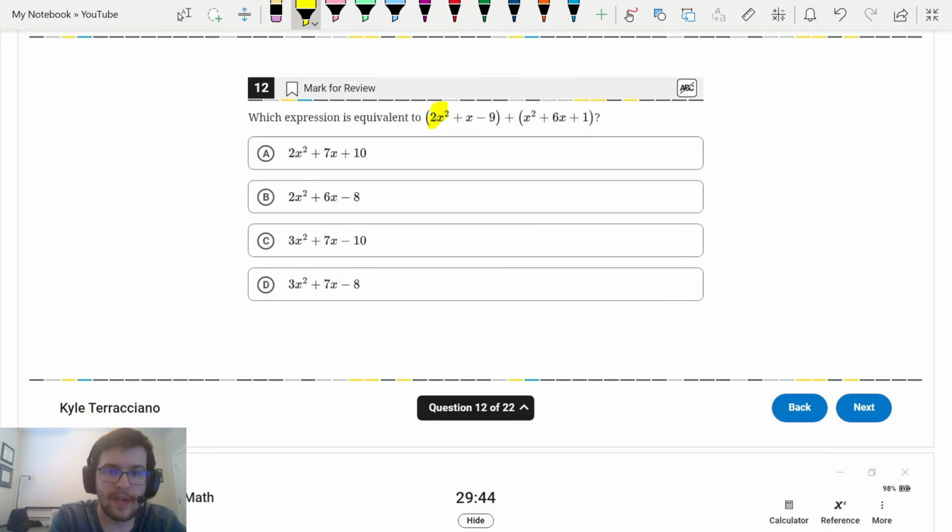So 2x squared and combine the like terms, x squared. So that's 3x squared. And now we're going to do the x's. So plus x and plus 6x. So that's plus 7x. And then minus 9 and plus 1. So that's negative 9 plus 1. That's minus 8. So we get 3x squared plus 7x minus 8. And that is D. Great.